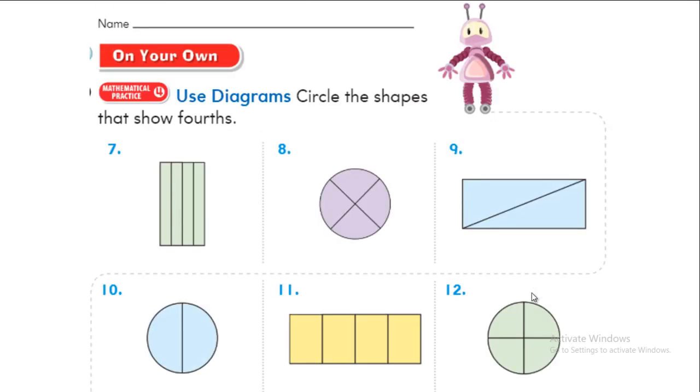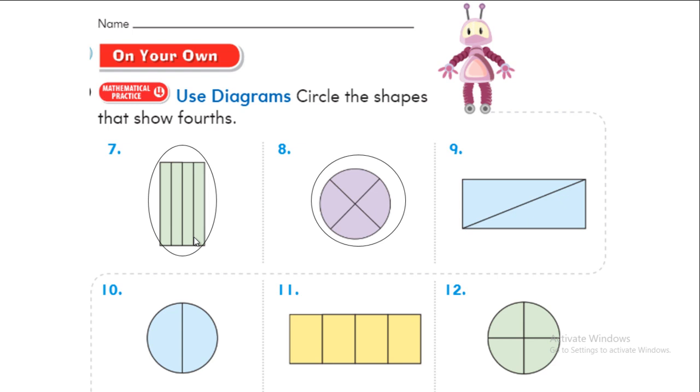In the next page, use the diagrams, circle the shapes that show fourths. Which pictures here show fourths? And fourths are 4 equal parts, 4 equal shares. Like in the rectangle, they cut it into 4 smaller rectangles, all of them the same size. So this shape is showing fourths. How about question number 8? A circle cut into 4 equal parts. Yes, it shows fourths. Circle it.